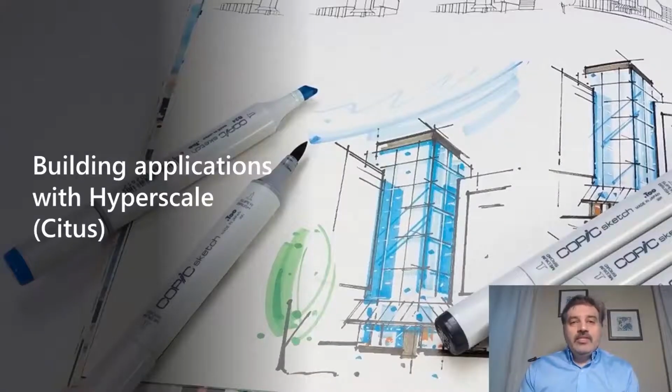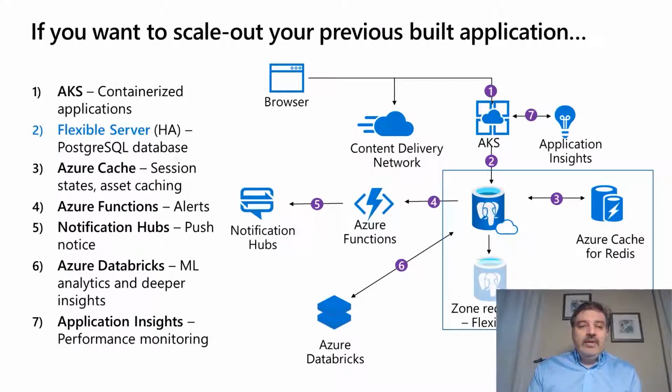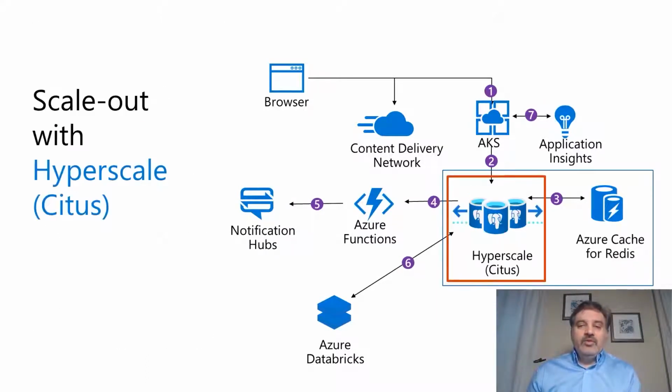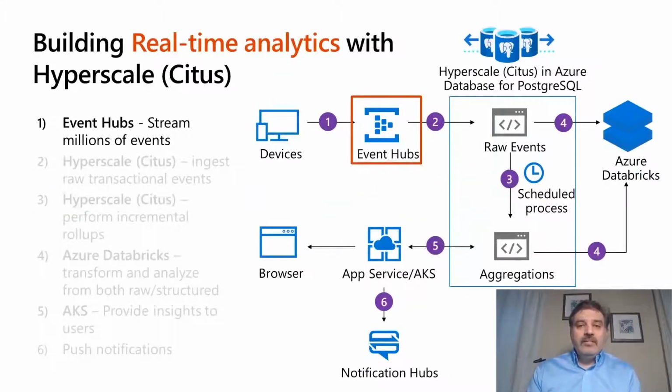Now, building an application with Hyperscale Citus. Previously, we deployed a transaction application using AKS and Flexible Server. If you want to scale out, you basically replace the database component with Hyperscale instead of Flexible Server. With that, you can scale out horizontally, with more performance and more nodes. Another application example is real-time analytics.